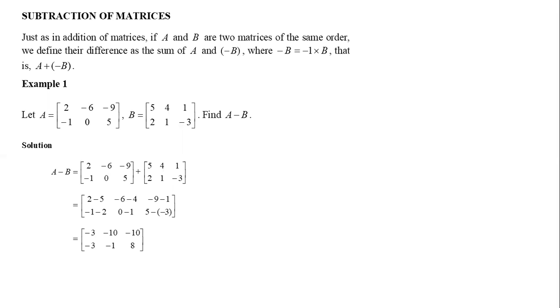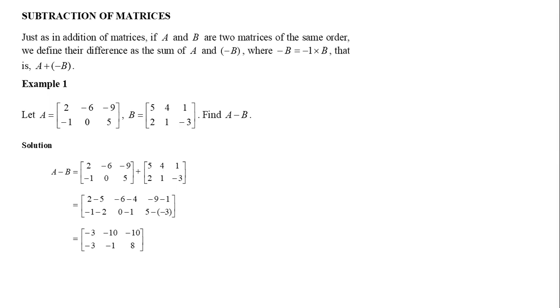Now, that is how to subtract matrices. You can use any of the two methods. You are going to have the same result. Either you first multiply your B with -1, then you add, or you just subtract A minus B. Any of the two methods, you have the same result. That is subtraction of matrices.